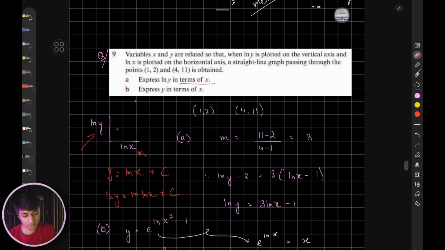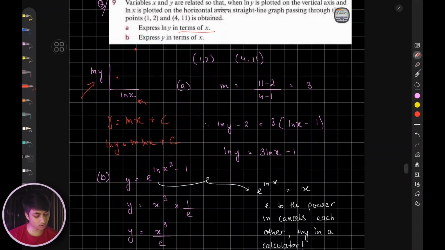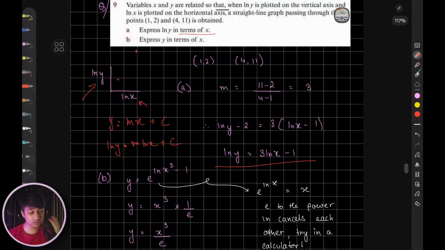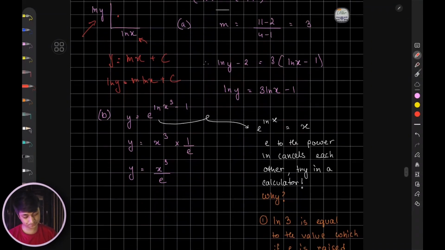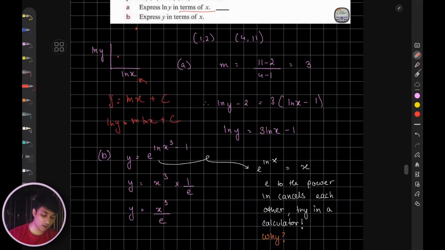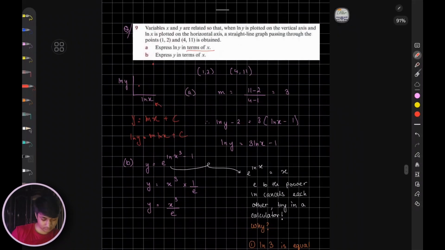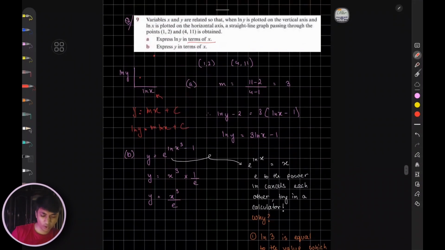I'm going to take 1 and 2. So ln y minus 2 is equal to the gradient times ln x minus the x coordinate, which is 1. Right. So simplify everything and you will have an equation in terms of ln y and ln x. That is going to be ln y is equal to 3 ln x minus 1. Very simple. Next question. Express y in terms of x. Now what do you do? They're asking you to express y in terms of x.